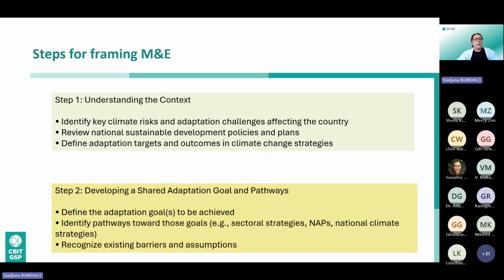Also here, we need to review existing development policies and strategies, and identify the adaptation targets already outlined in national strategies and plans other than the NAP. And this is important to ensure that our M&E system is grounded in your real world, in your real cases, and in your real situation. In the next step, we define the adaptation goal or multiple goals that we want to achieve. So these should be shared across the sectors and aligned with the national strategies like the NAP and other climate strategies and plans that include adaptation. Also here, it's necessary to identify the pathways to reach these goals, including existing policies and plans.